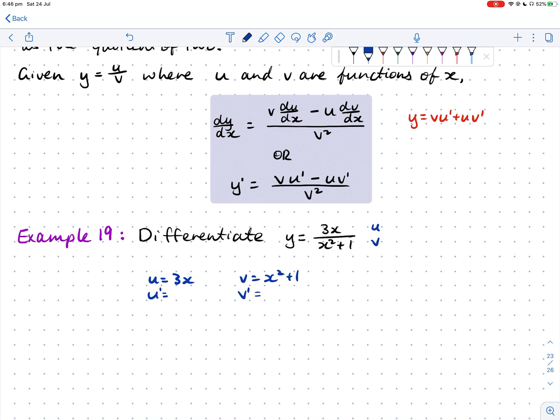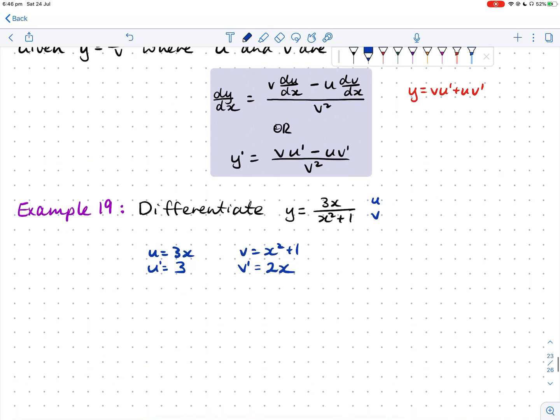The derivative of 3x is 3. x squared plus 1 turns into 2x. So those are our derivatives. What we're now going to do is substitute it into the quotient rule. So vu dashed minus uv dashed over v squared. So in the numerator, we've got x squared plus 1 times 3 minus 3x times 2x, all over x squared plus 1 squared.